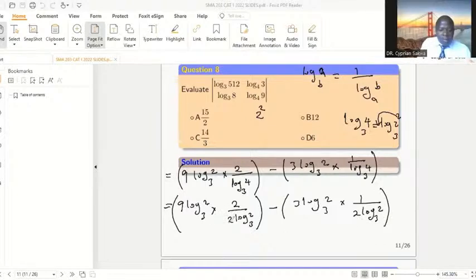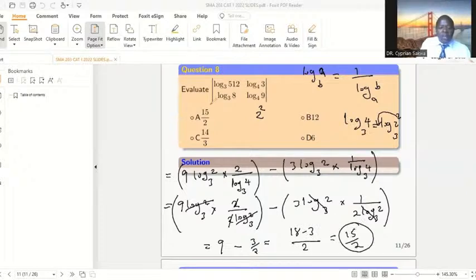Now you can see that these 2 can cancel that. And you can see here I have log of 2 to base 3 and log of 2 to base 3 in the denominator. So I'm left with 9 in this bracket. Then in the other bracket, this is in the denominator and this is in the numerator, so I'm left with 3 out of 2. Which becomes 18 minus 3, which is 15 out of 2. And that is the answer that you're supposed to have chosen. Part A was 15 out of 2.